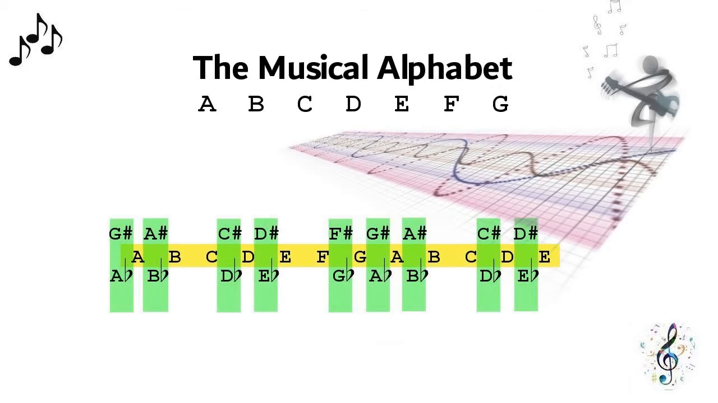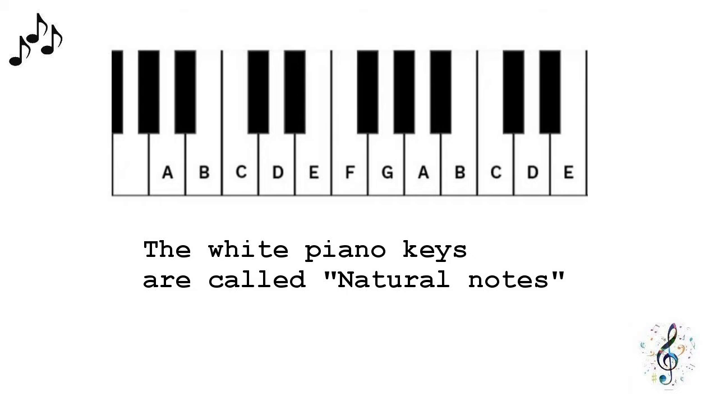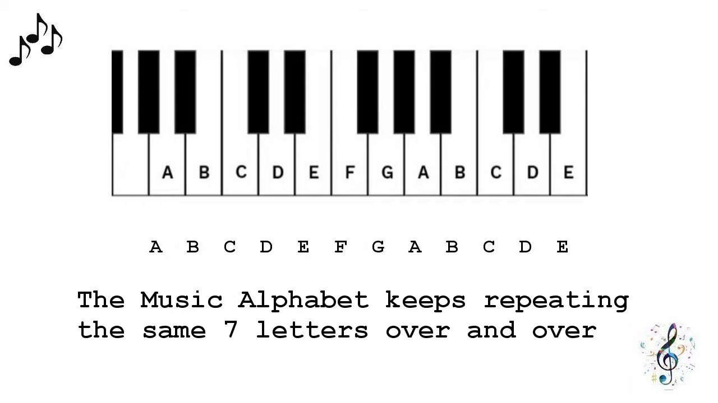The musical alphabet. In music, we name the different pitches of notes by the first 7 letters of the English alphabet. The pitch is the sound that we hear from an instrument, whether it's high or low. On a piano, the white keys are the natural notes: A, B, C, D, E, F, G. The music alphabet keeps repeating the same 7 letters over and over.